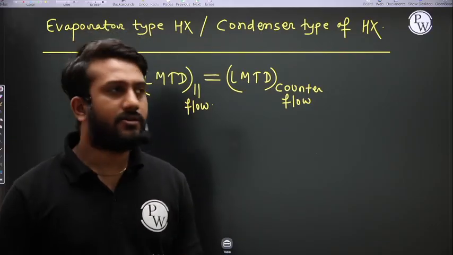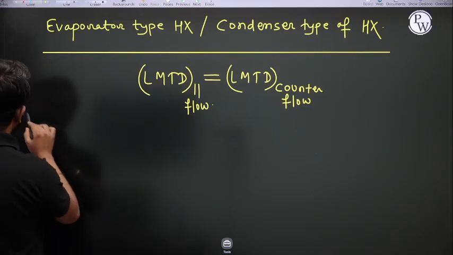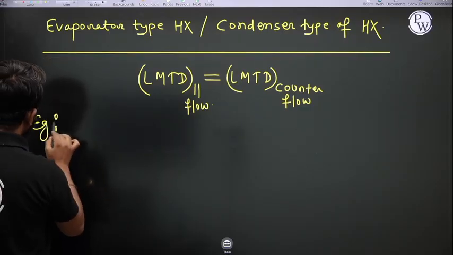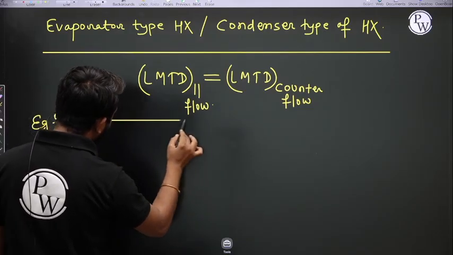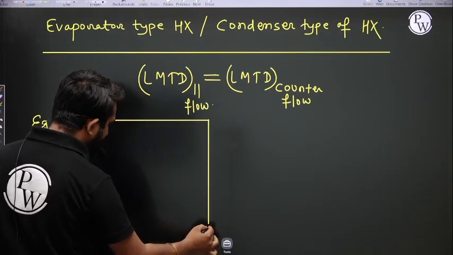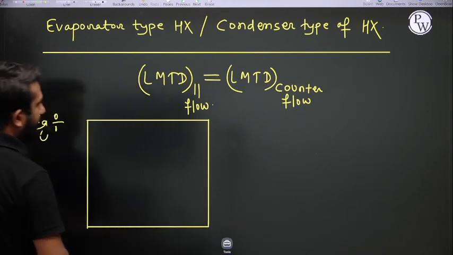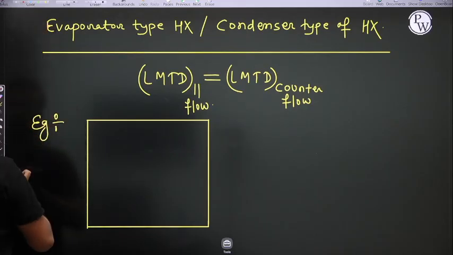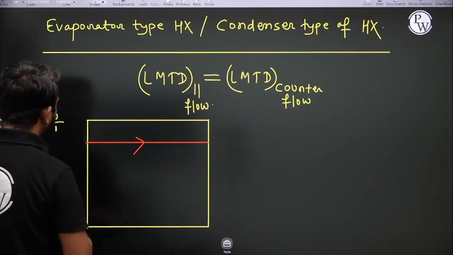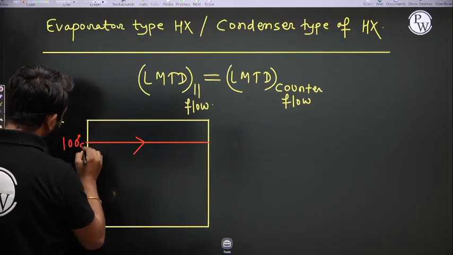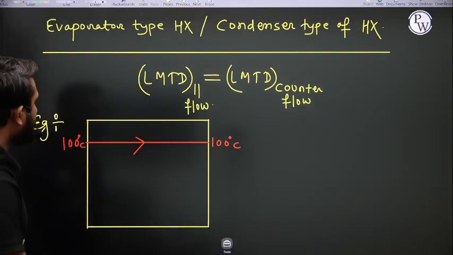It is clear, right? Now let's discuss with one example. Let us assume I am considering a condenser type of heat exchanger. Right? And the hot fluid is condensed. So here the temperature is 100 degrees Celsius. Here also the temperature is 100 degrees Celsius, because when the phase change is there, temperature is constant.